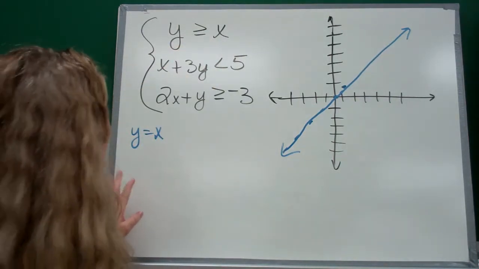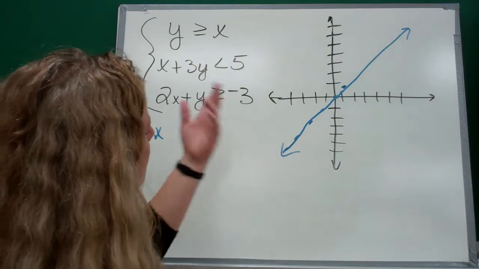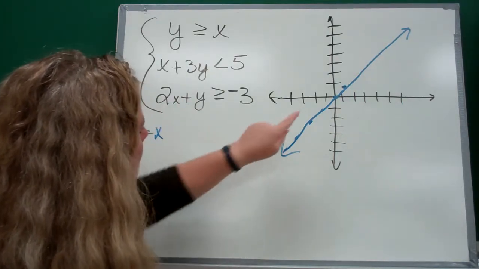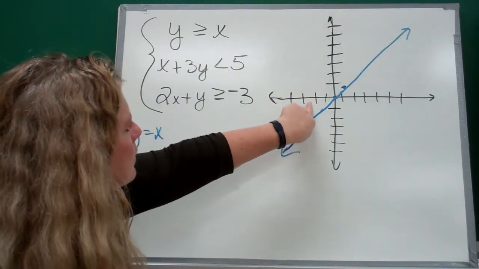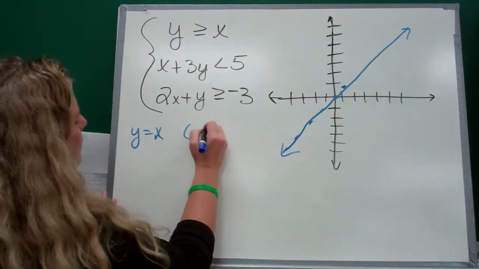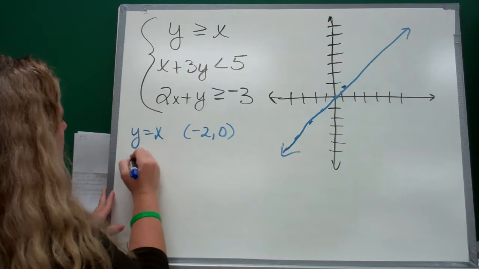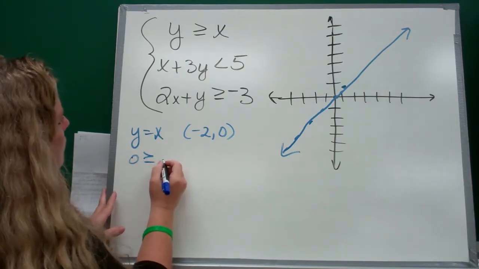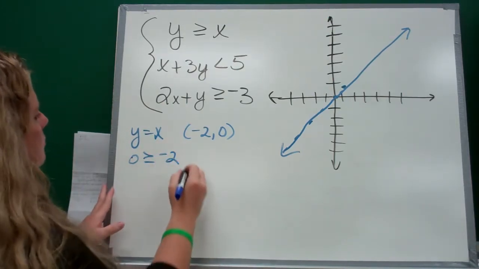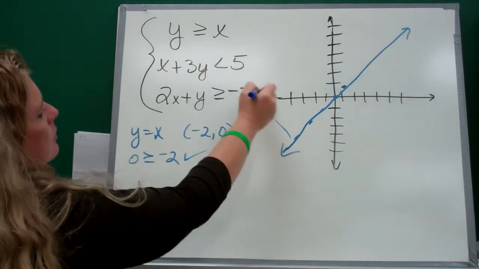Okay. Now we pick a point and we figure out where y is greater than or equal to x. Okay, I'm going to pick, we can't pick 1, 1. How about we pick negative 2, 0. Test it. Well, let's see. Is 0 greater than or equal to negative 2? True. So we shade up here.